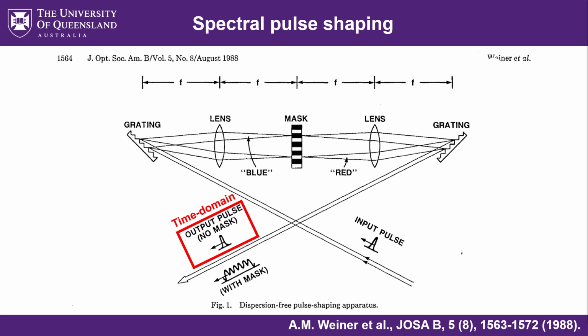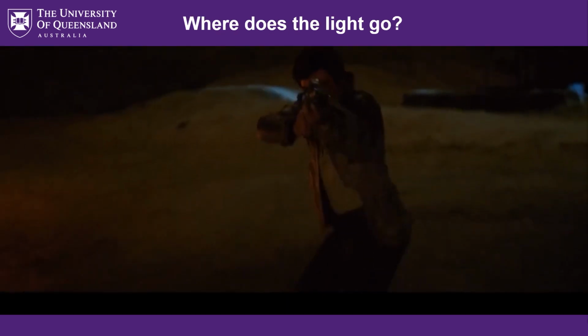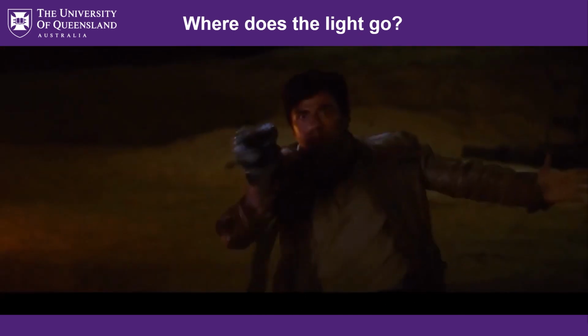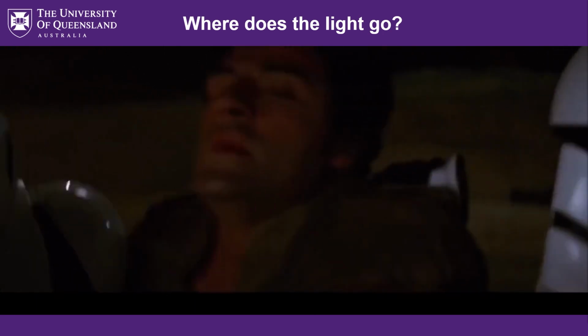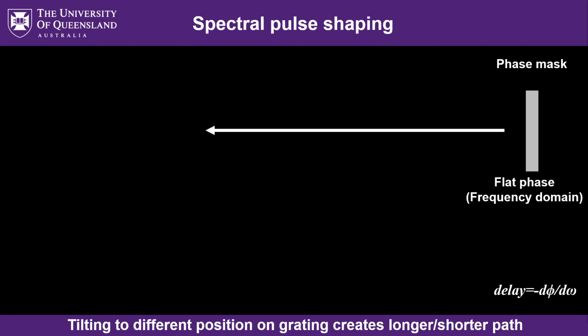But the next question is, okay, but physically, where does the light go? How is it being delayed? It's not magically slowing down mid-air. That light has to be going somewhere, and if it's showing up early or late, it has to have taken a longer or shorter path somehow. And indeed it does. If we look at light returning from the phase mask back onto the grating, delay is a linear phase ramp versus frequency.